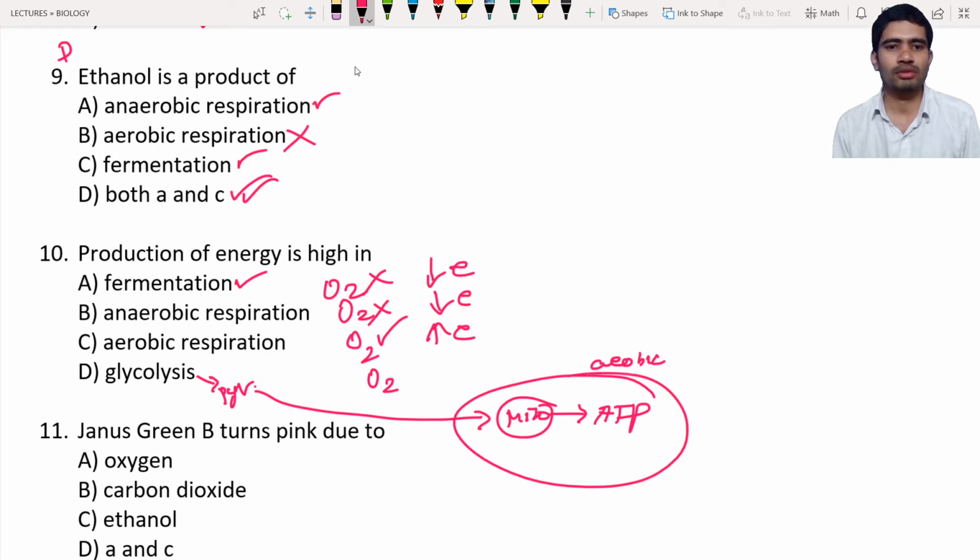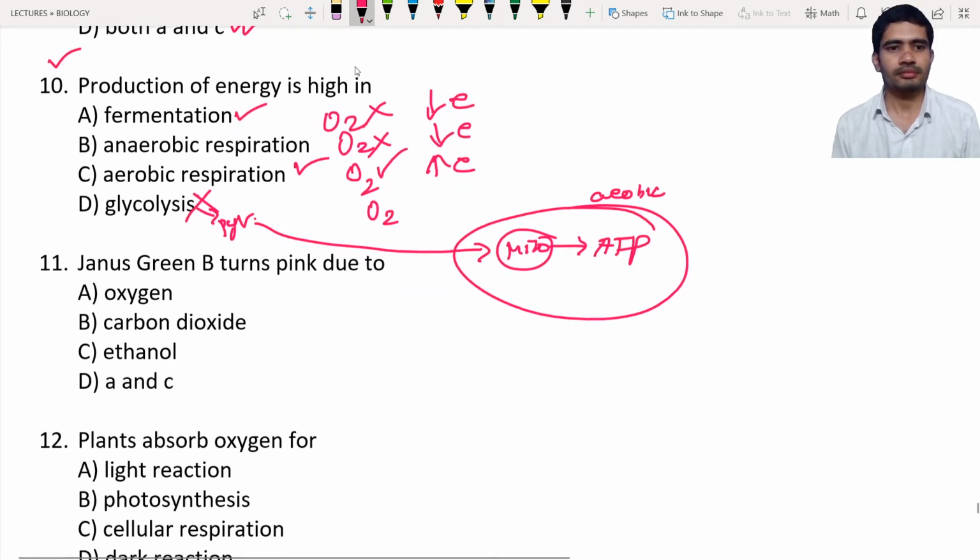Glycolysis means breakdown of the food material or the glucose materials, so that occurs in all organisms. So this is also not the correct answer. Here we can go for the option where there is aerobic respiration. So hence option C is correct. The 10th answer is C.